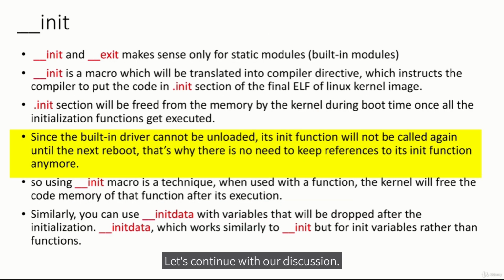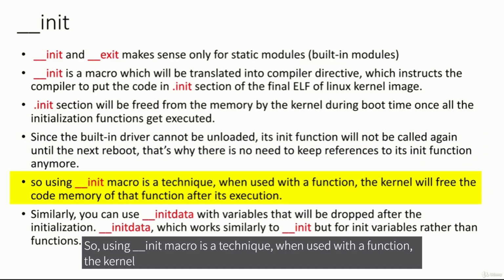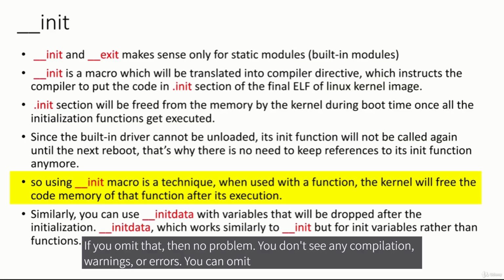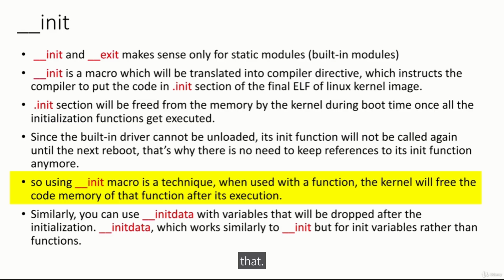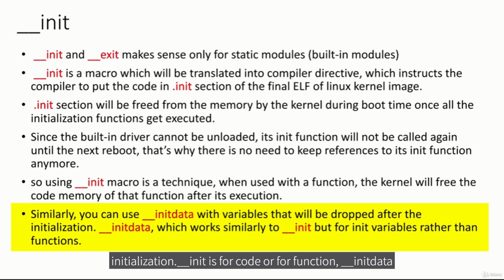Let's continue with our discussion. So using the __init macro is a technique. When used with a function, the kernel will free the core memory of that function after its execution. And also remember that it's an optional one. If you omit that, then no problem. You don't see any compilation warnings or errors. You can omit that. Similarly, you can use __initdata with variables that will be dropped after the initialization.